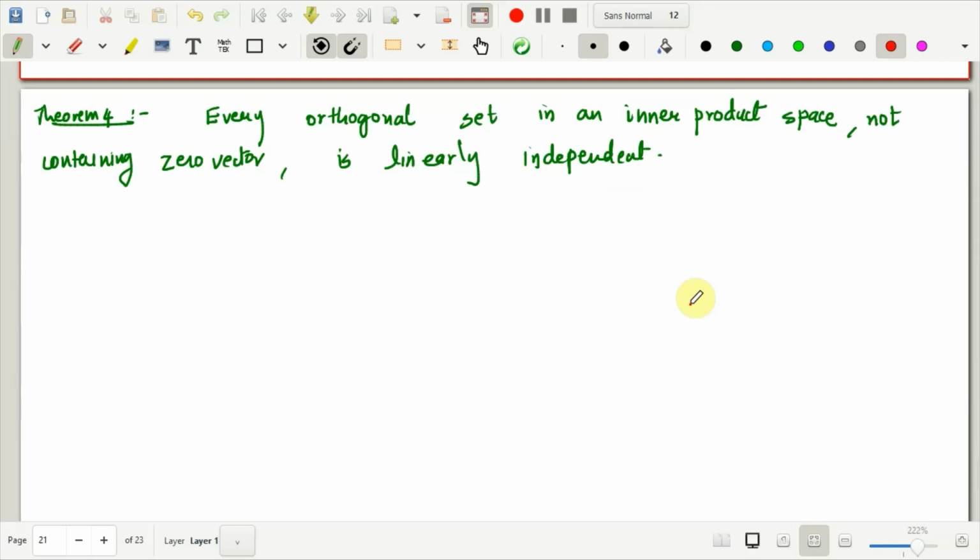Okay, so the first property which we'll be discussing here is that every orthogonal set in an inner product space not containing the zero vector is linearly independent. So now it is clear to you why we want an orthogonal set not containing a zero vector, because if it contains a zero vector, then it won't become a linearly independent set. It might be an orthogonal set, but it won't be linearly independent.